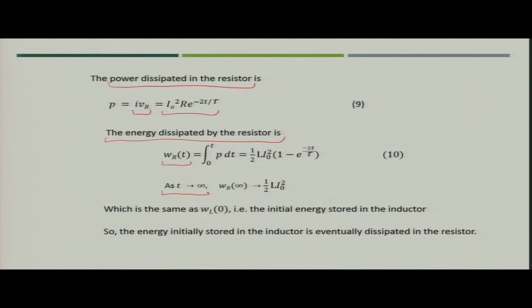Now, if you see this equation, when t tends to infinity, the value of W R would be equal to 1 by 2 L I naught square, and this is what we assume is the initial value stored in the inductor. So, that means that whatever the initial energy was stored in the inductor is eventually dissipated in the resistor.